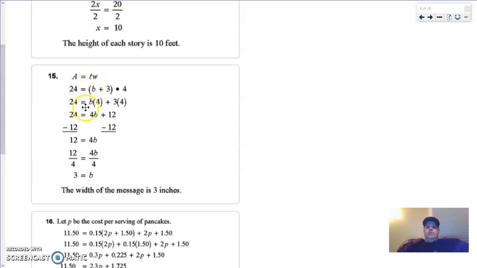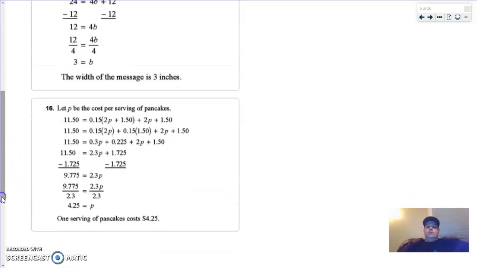15, the area equals length times the width. So the width of the message is 3 inches. This is one that some people were having issues with the other day with the tip. This is 1150 equals, this is how much the cost is for the pancakes and the fruit. So we take 2p plus 150 times the 0.15, but then we have to add in the cost of those pancakes and the fruit. We then distribute and we can solve, so the pancakes equals $4.25.